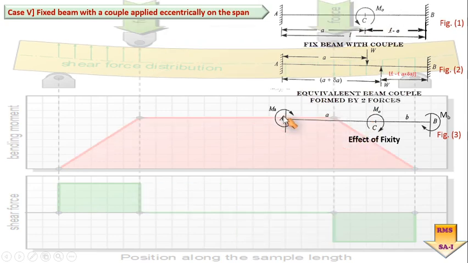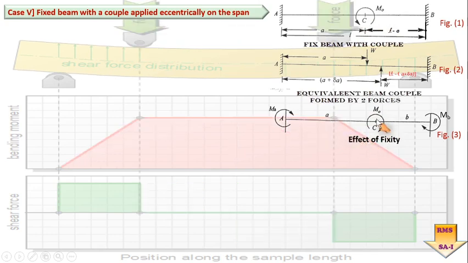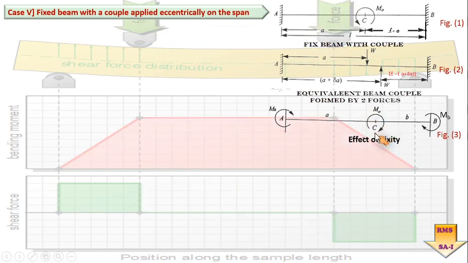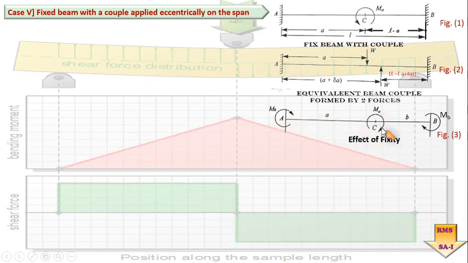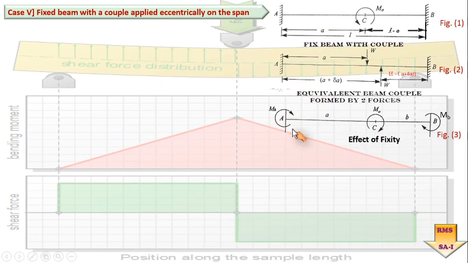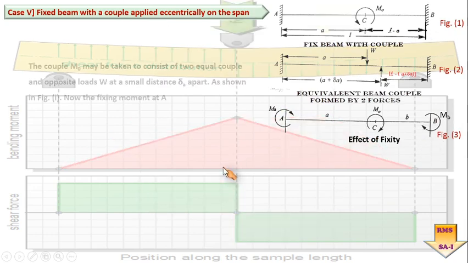But when the fixity effect is taken into account, it always has to be in the opposite direction, because it is trying to reinstate the bending occurred due to the applied forces. Here the action is an anticlockwise couple, so the reaction has to be clockwise. This is the M0 couple, which is due to the effect of fixity. So the fixity moment will always act in the clockwise direction at point A as well as point B.